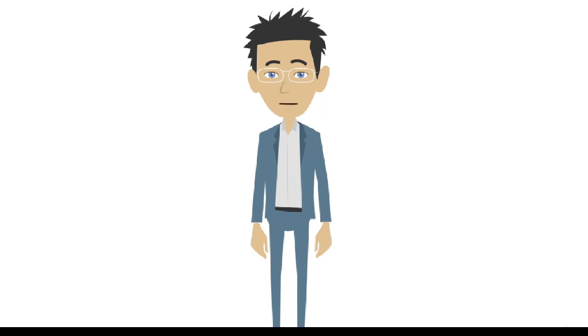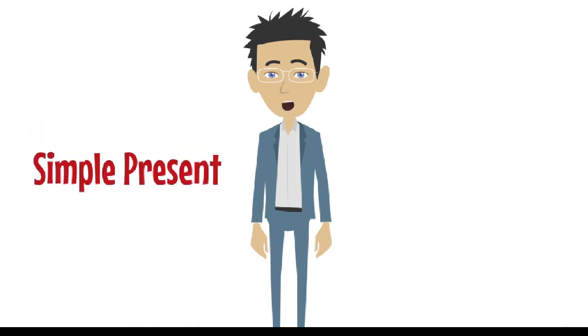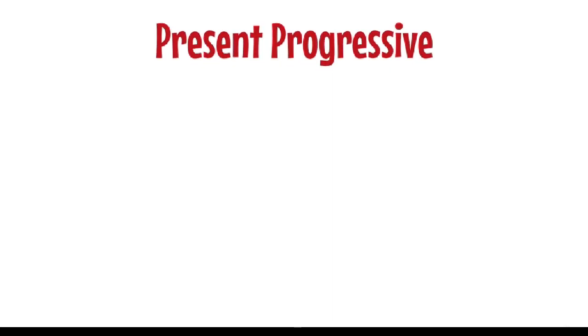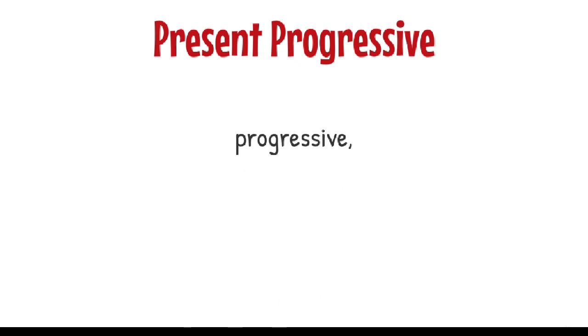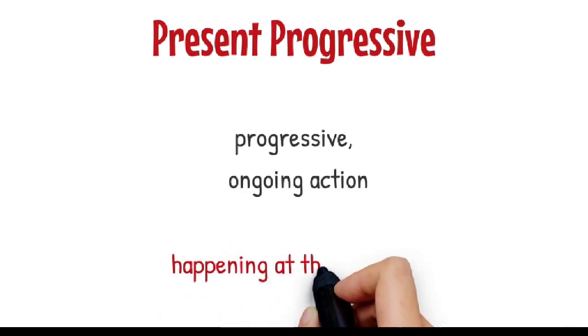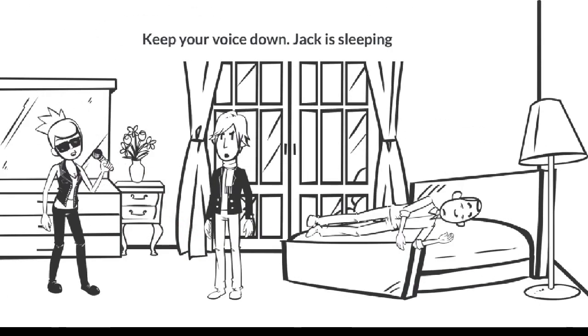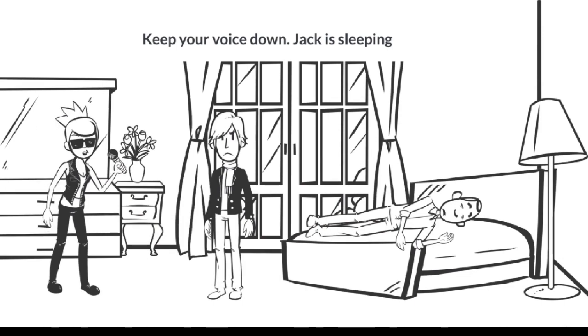In the previous lesson, we covered simple present as one of the ways to talk about the present. Now, let's look into present progressive tense. In a nutshell, present progressive is the tense we use to talk about a progressive, ongoing action which is happening at this very moment. For example, keep your voice down. Jack is sleeping.